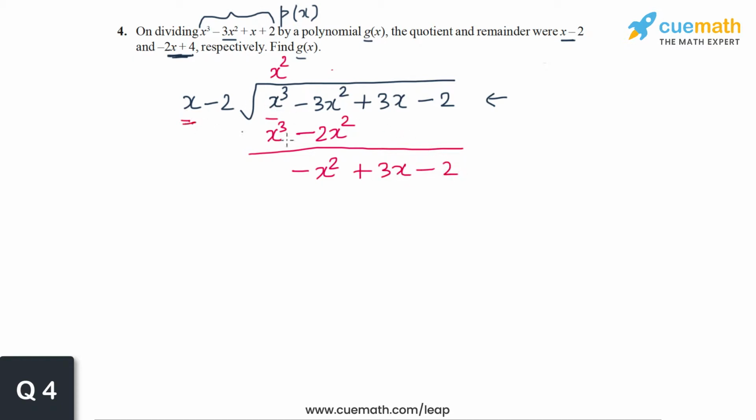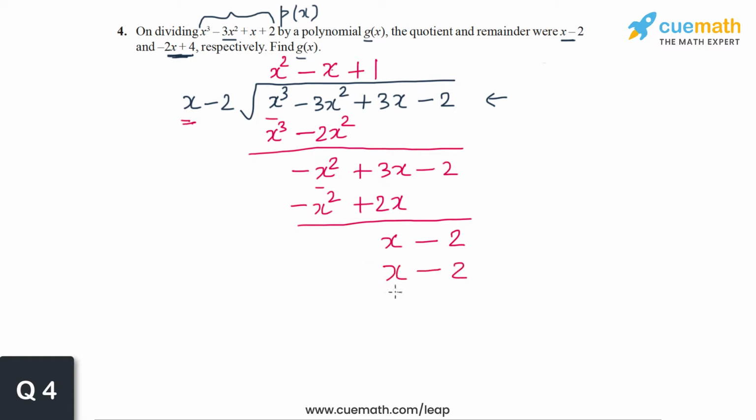So now we want to turn x into minus x square. The second multiplier we will use is minus x, and this generates minus x square plus 2x. Now when we subtract, we will get x minus 2, which means that we now need the third multiplier as 1, and that generates x minus 2, and here we get the remainder of 0. So the division process terminates and our quotient is x square minus x plus 1, and this is what the polynomial g(x) is. So that completes question 4 of this exercise.